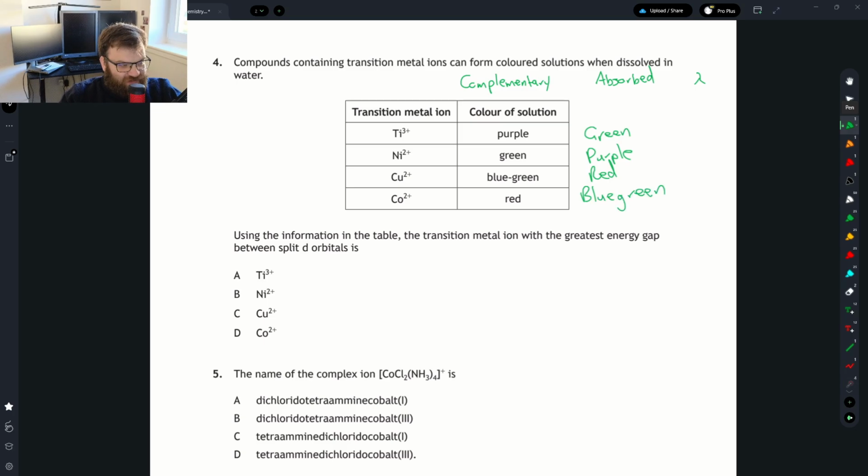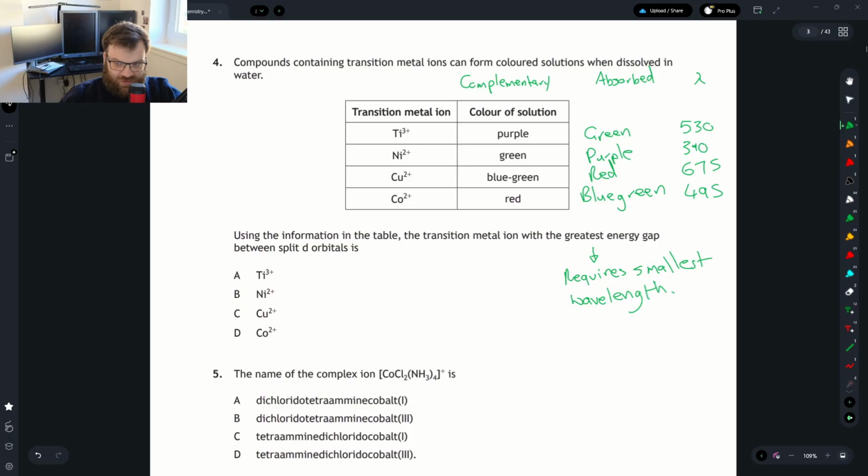I'm just going to pick the number that's right bang in the middle of each of these sections. So that's around about 530, 390, roughly about 600 odd. Blue-green, we'd go to 5. The largest energy gap requires the smallest wavelength. As the wavelength increases, the energy possessed decreases. Smallest wavelength of the absorbed value would be our purple, which gives us our nickel 2+ as our correct answer.